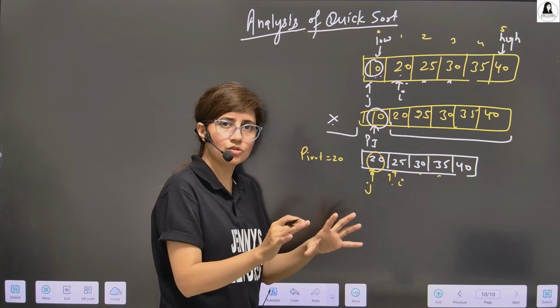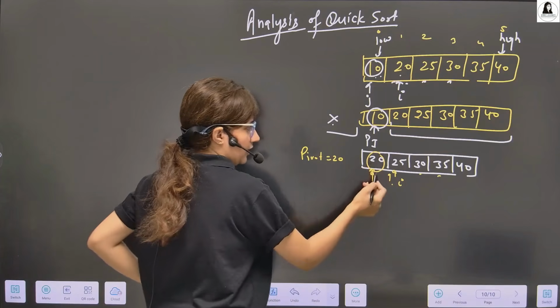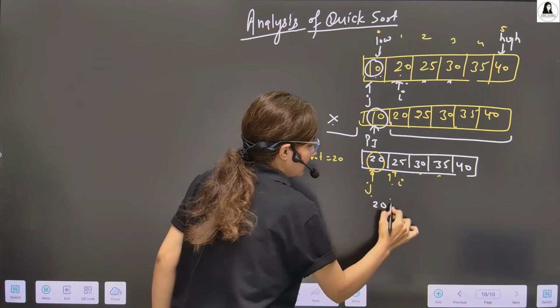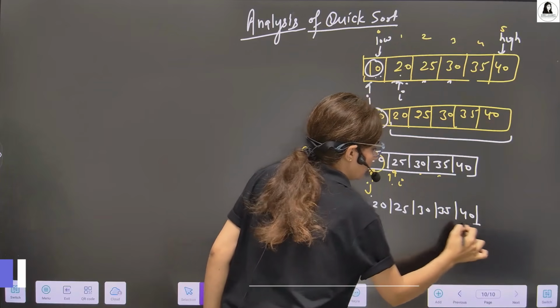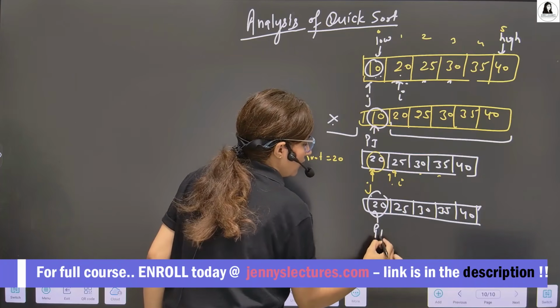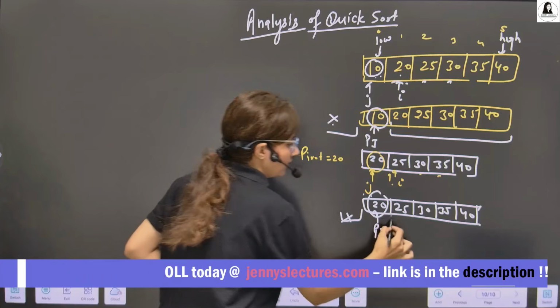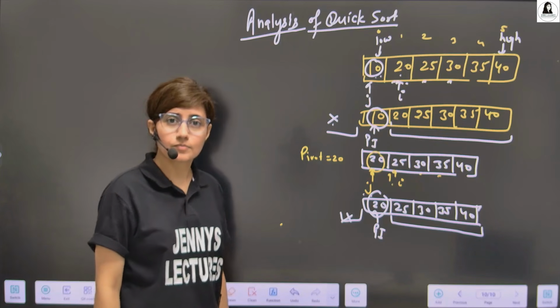We find out the correct position for my pivot element. We swap this, but it will swap with itself. So after swapping, the array is as it is: 25, 30, 35. I hope you are getting my point. This is now my partition index because j is here. Now again, at this side there is nothing. At this side, in this partition, we have elements, right?